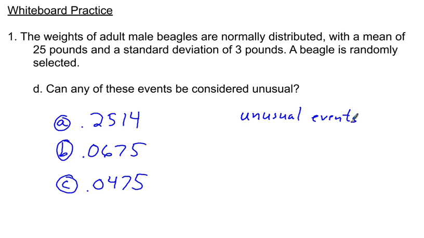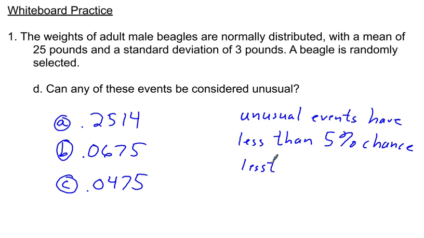Unusual events have less than a 5% chance of occurring. So 5% means less than 0.05. Looking at our events in A, B, and C, the only one that is unusual is part C. So it would be unusual to have an adult male beagle greater than 30 pounds.